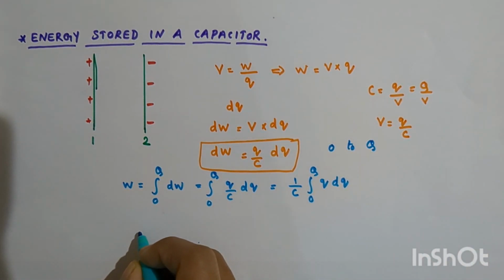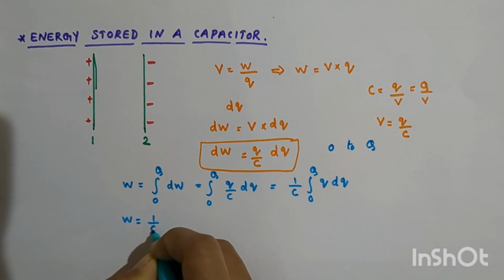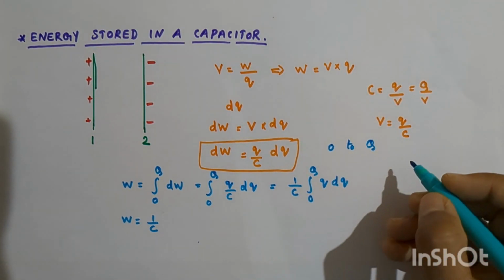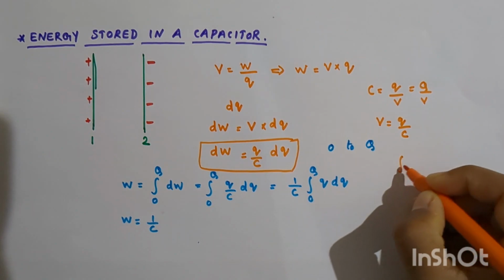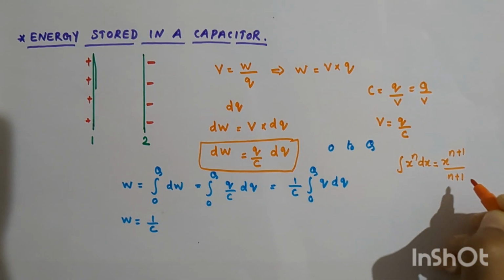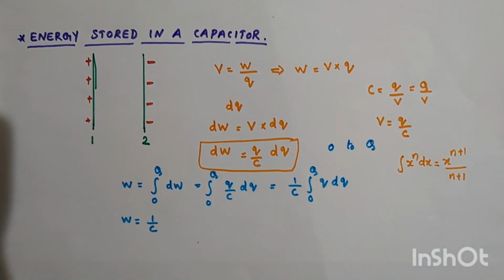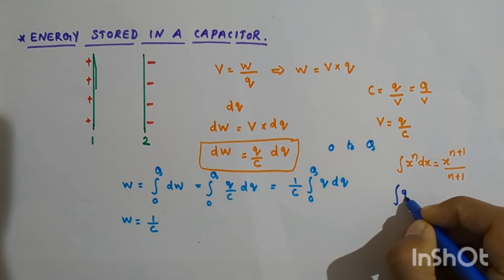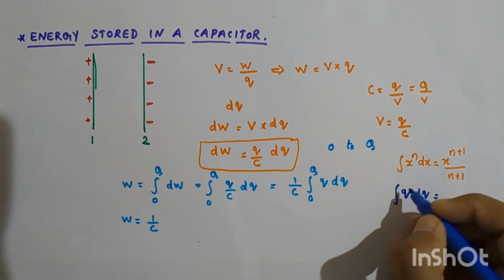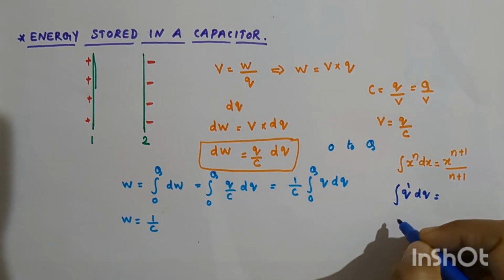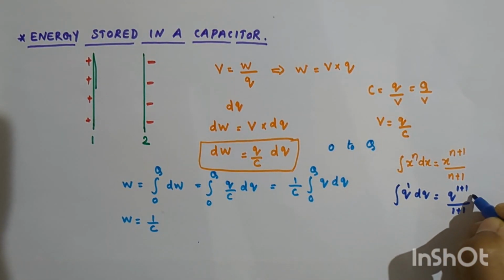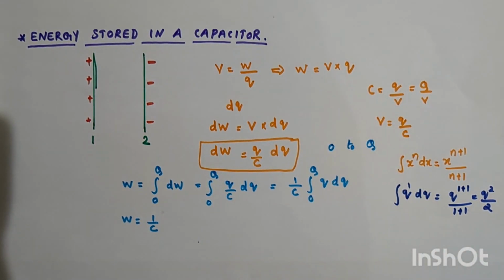Now W is equal to 1 by C into the integral 0 to Q of q dq. We have the expression: integral of x raised to n dx is equal to x raised to n plus 1 divided by n plus 1. By using this expression, in the place of x we have q, and in the place of n we have 1, because q raised to 1 is q. So the integral of q dq is q raised to 1 plus 1 divided by 1 plus 1, which is equal to q squared divided by 2.